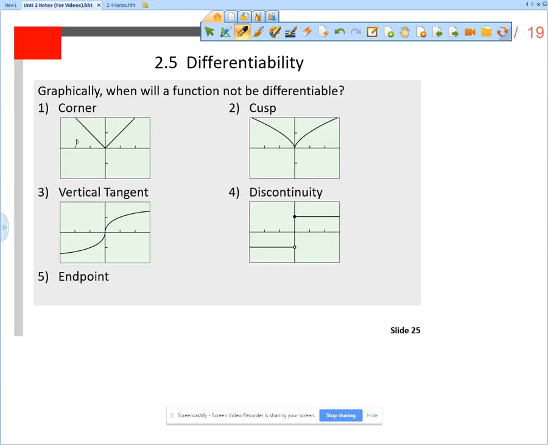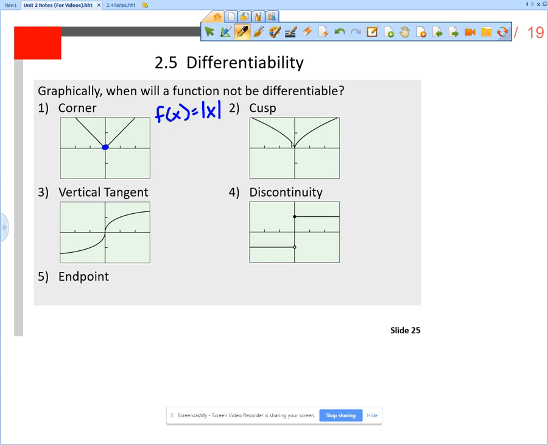Okay, graphically, when will a function not be differentiable? Well, there are basically 5 ways that a function is not going to be differentiable. The first one is called a corner point. So we see this here. This is just kind of a sharp turn in the graph. Now, this graph specifically would be f of x equals the absolute value of x. I'll talk a little bit more about that, but basically there's a sharp turn.